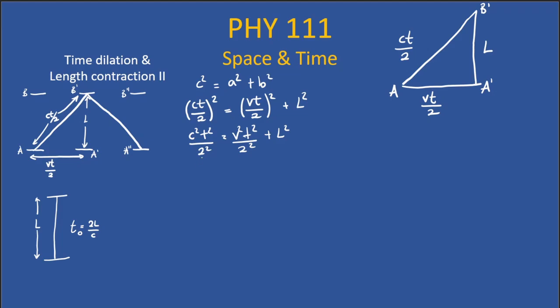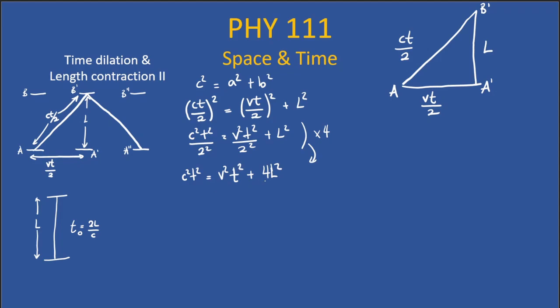We're going to multiply through by 4, since 2 squared is 4, so that cancels out. That's going to give us c squared t squared is equal to v squared t squared plus 4l squared. Okay.